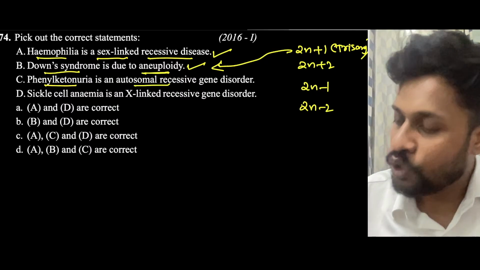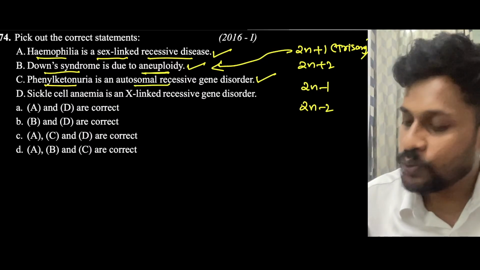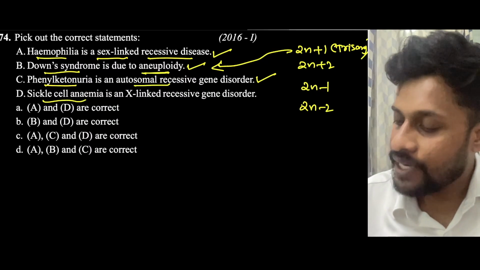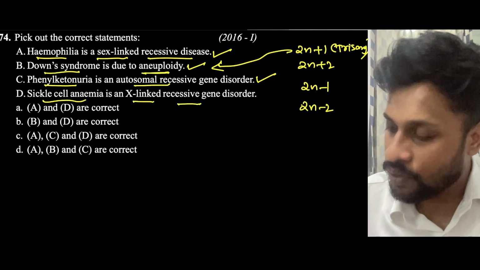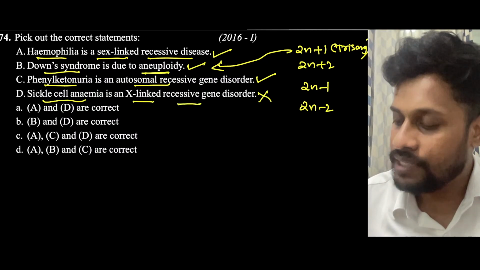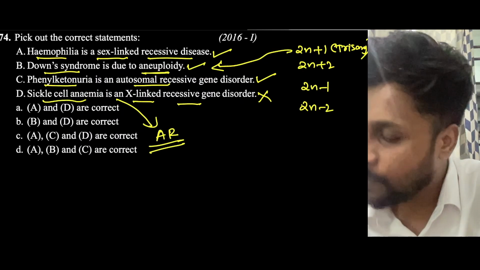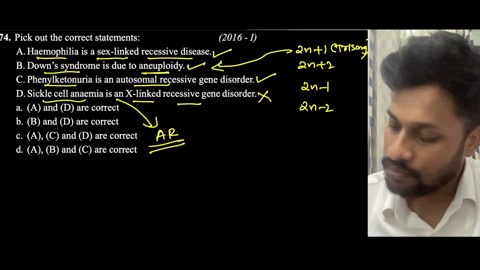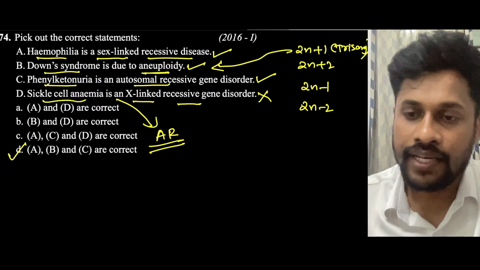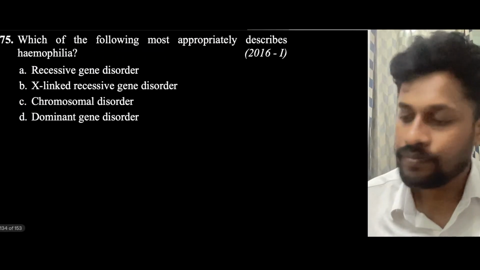Now, phenylketonuria is an autosomal recessive gene disorder, which is true. Sickle cell anemia is an X-linked recessive gene disorder. This is false because sickle cell anemia is what? Autosomal recessive disorder. Hence, what will be the option? A, B, C. Option D, na? Yeah, very good, very good.